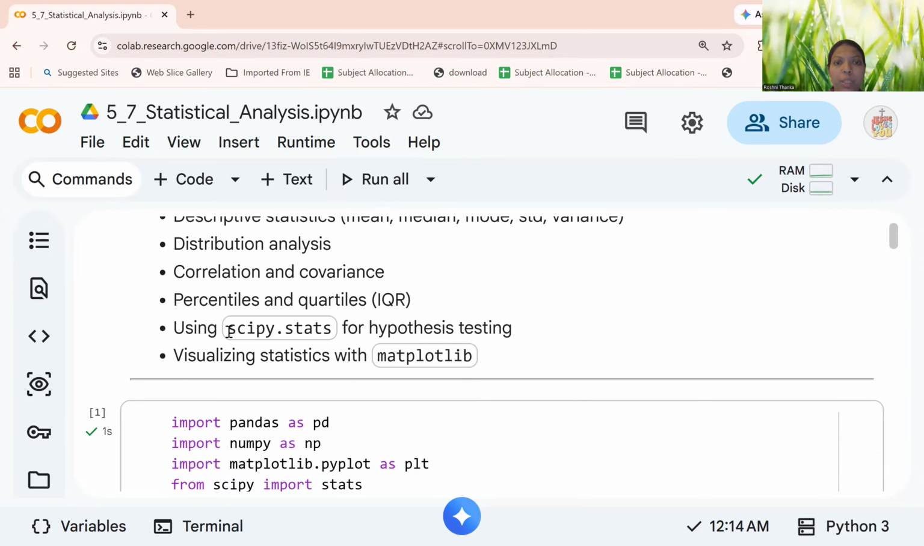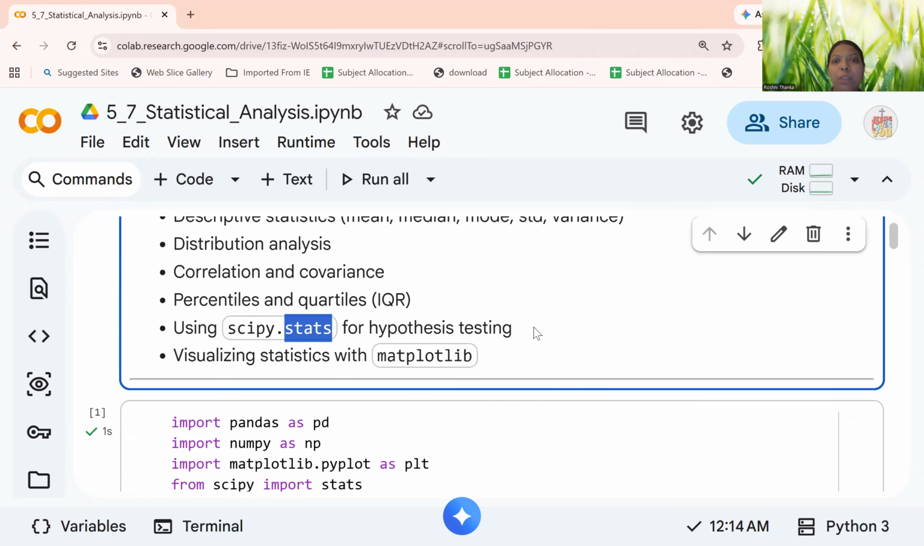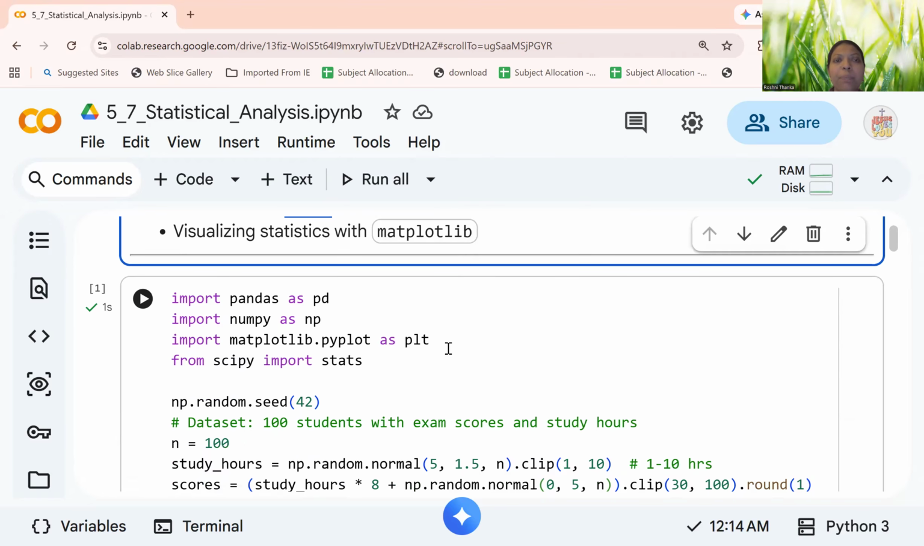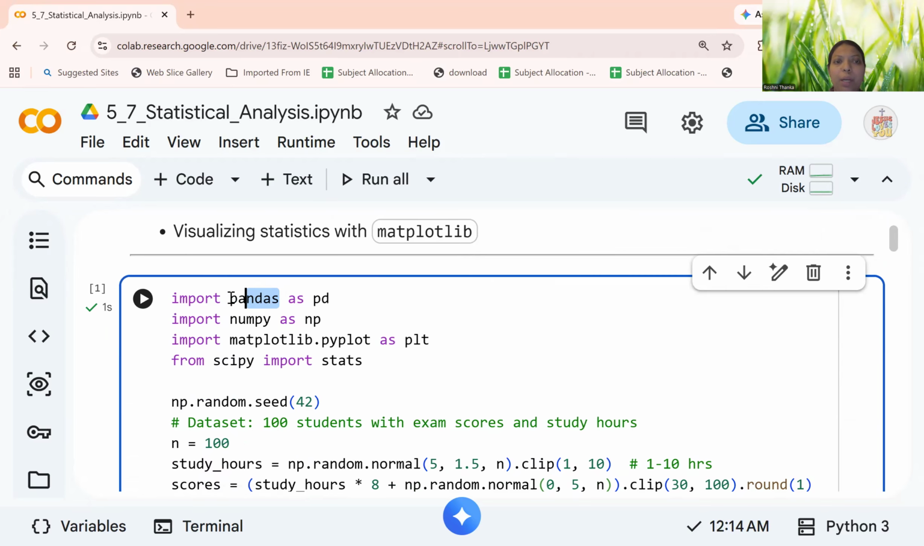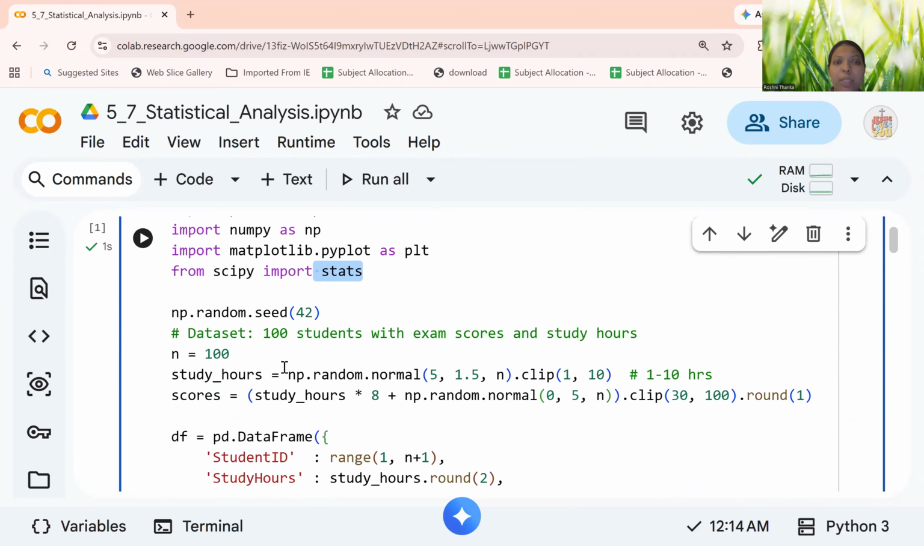Then we are going to use the Python module called stats for hypothesis testing, and we are going to use matplotlib for some visualizations. So that is what the statistical analysis can be doing. For that, we are going to import the necessary Python libraries like pandas, numpy, and matplotlib, in which we are going to use pyplot. And then scipy. From the scipy library we are going to use the module stats for statistics.